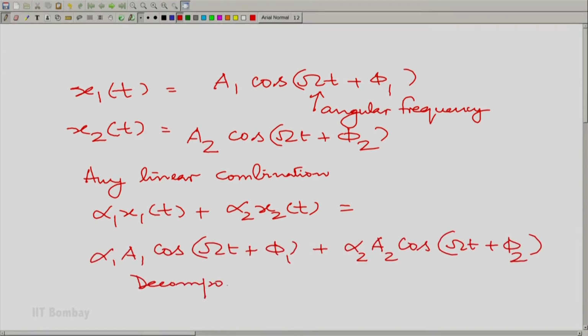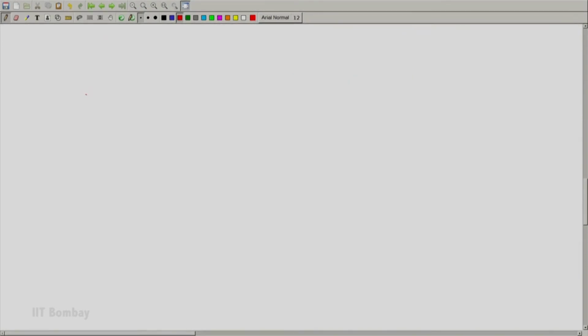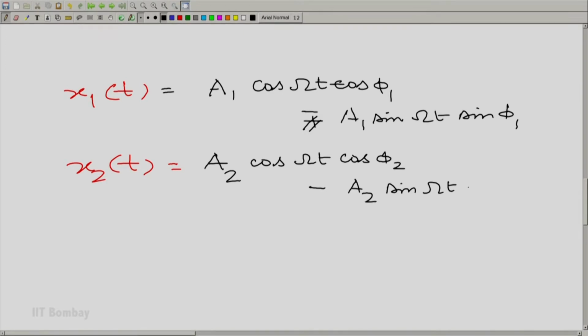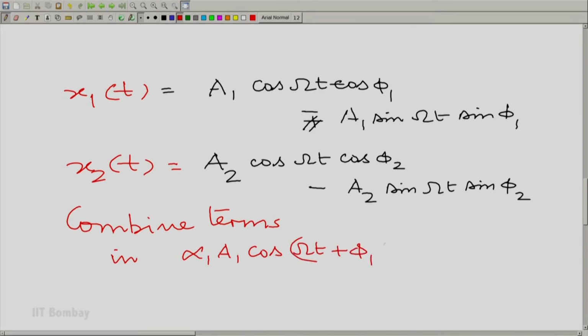Now, let me decompose x1 and x2. In fact, x1(t) can be written as A1 cos Ωt times cos φ1 plus A1 sin Ωt times minus sin φ1, or we could remove the plus sign here and put a minus sign. Similarly, x2(t) is the same thing but with A2 and φ2. Now, let us combine terms.